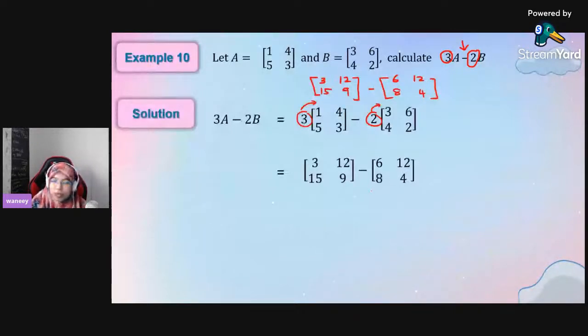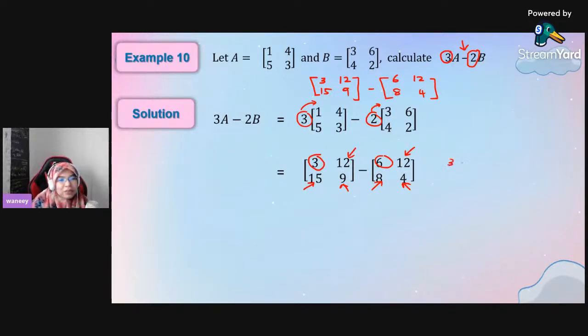And then how do we do subtraction? Again, similar thing. We are going to minus with the same entries. So for example, over here, A11 minus A11, A12 with A12, and then 21 with 21, 22 with 22. Okay, so 3 minus 6, 12 minus 12, 15 minus 8, and then 9 minus 4.